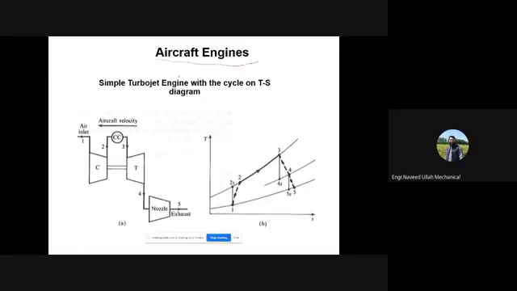Okay, a little bit. As I told you, we will be discussing this thing a little bit in chapter 10 when we will be talking about jet propulsions. But since these topics are here, so we can discuss it here now. Okay, this one is a turbojet engine, right? With the TS diagram that is presented here.